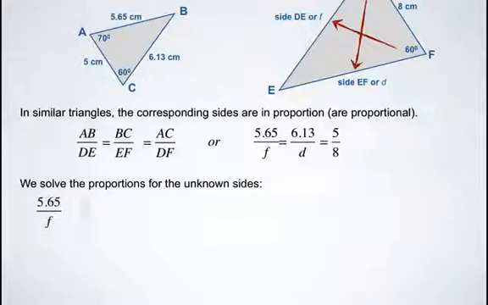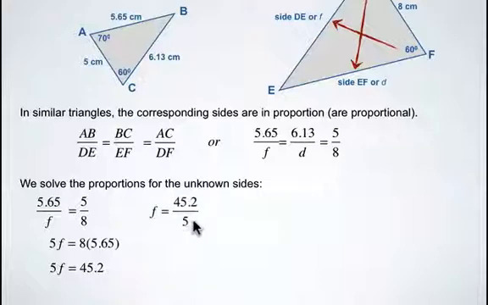First part that we're going to use is compare the 5.65 to f to the 5/8, the ratio that we know for sure. And we can cross multiply to try and solve for f, giving you 5 times f is 5f, and 5.65 times 8 looking something like this. If we simplify this, we get 5f equals 45.2, and we need to isolate f by dividing both sides by 5, giving you f equals 9.04 centimeters.